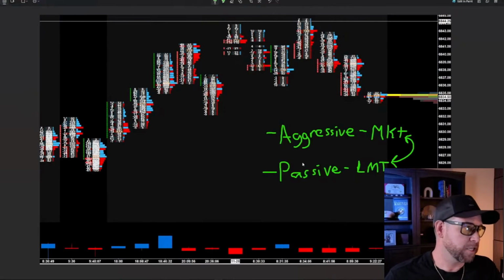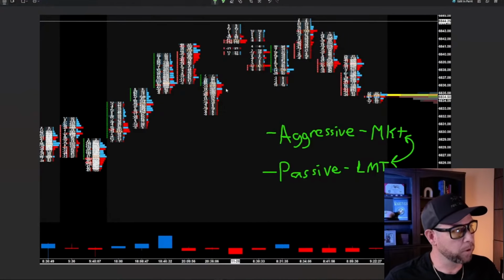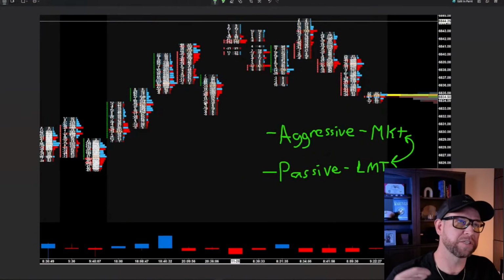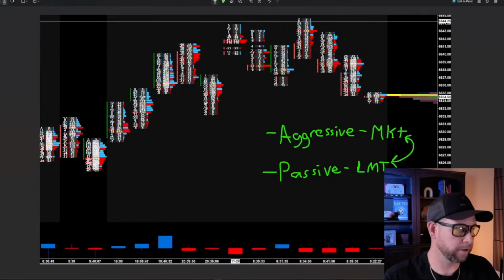So we need to understand the relationship between them as we're watching the order flow, especially around key areas of support and resistance, supply and demand. Combine that with the understanding of the volume profiles and all that stuff to add structure, right?